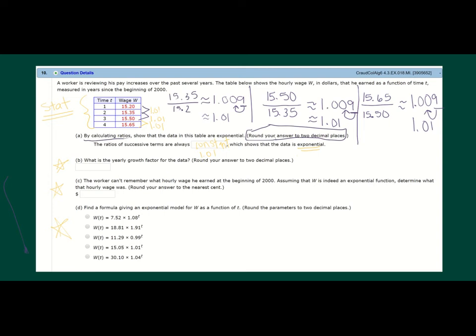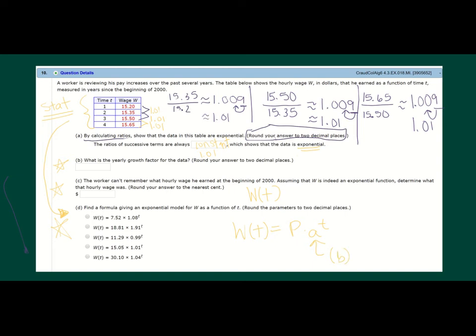Once you have the formula, your W of t function, I'm skipping from A all the way down to D here, getting my formula, and then using that to solve the rest of the problem. So your growth factor is going to be, here's the general form, P times A to the t. Whatever the calculator spits out as your B value turns out to be what we've been calling the growth factor, or the A value. And that's going to be what you get in part B of this problem.